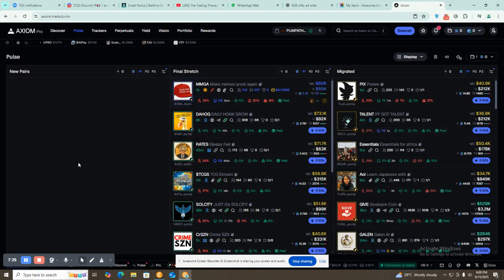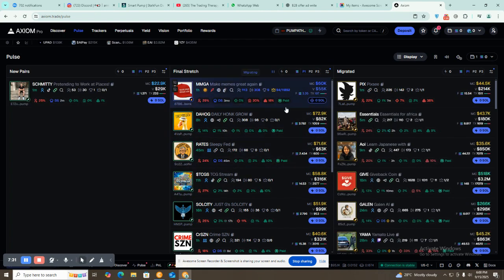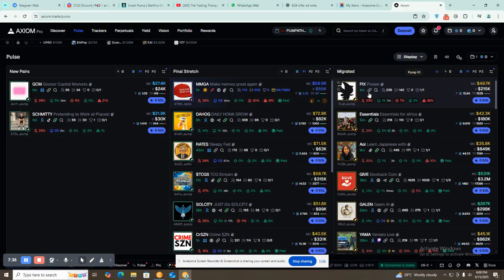So here I have my settings. Sometimes you may not actually see coins here in the final stretch. I don't actually trade much of the final stretch, but I trade more of the migrated. But anyway, let's look at one of these tokens.